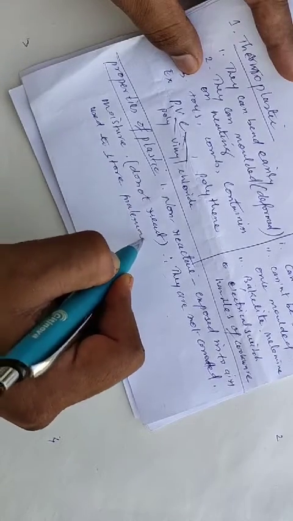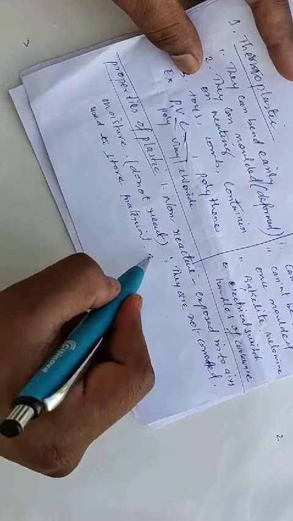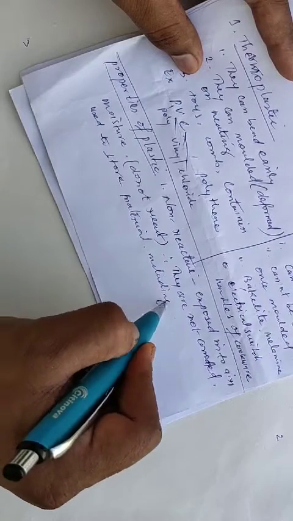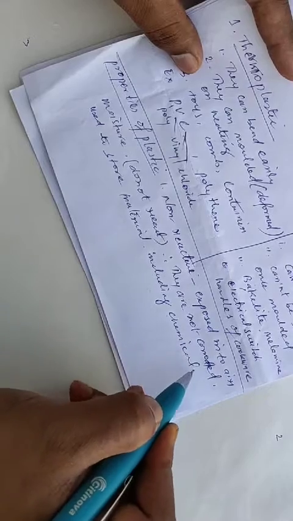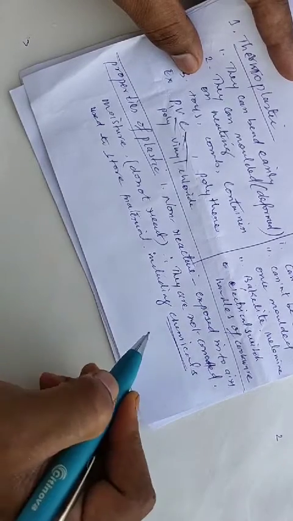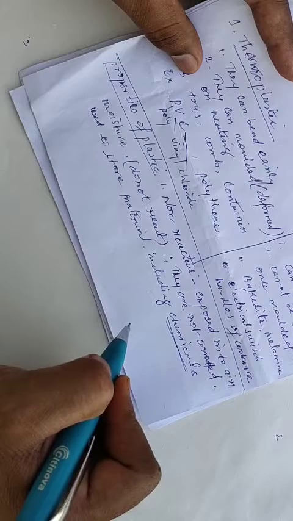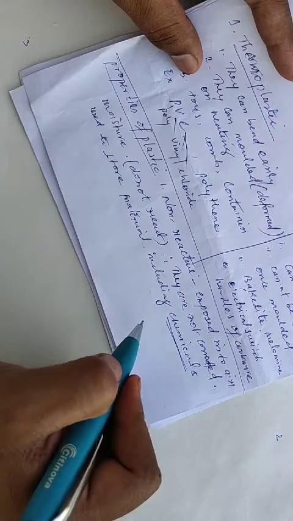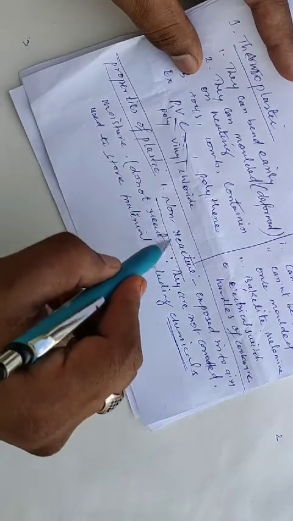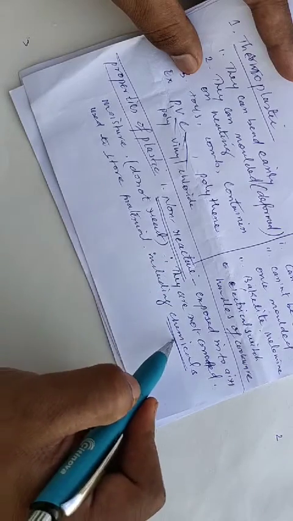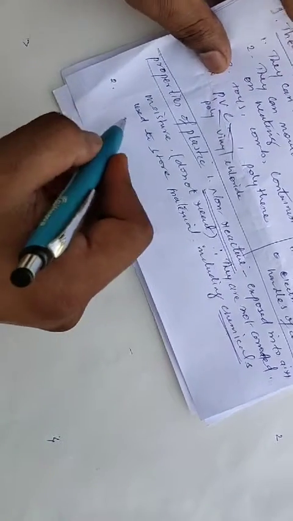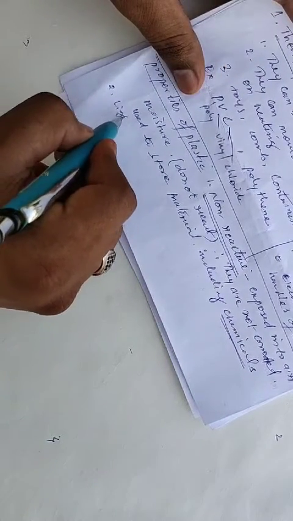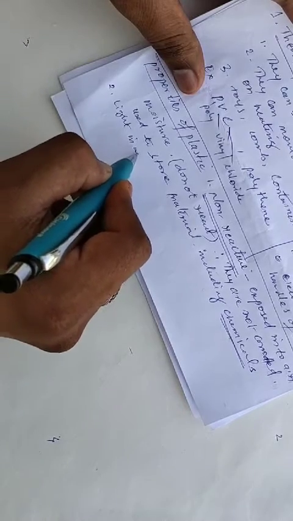That is why they are used to store materials, including chemicals. Chemicals are very reactive ones. Clear? If you store them in a metal container, they react with the metal, but plastic is non-reactive. That is why chemicals are also kept in plastic containers. The next property is that they are light in weight. They are lightweight.